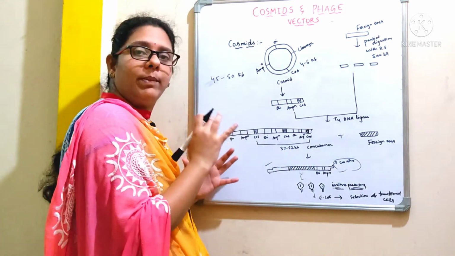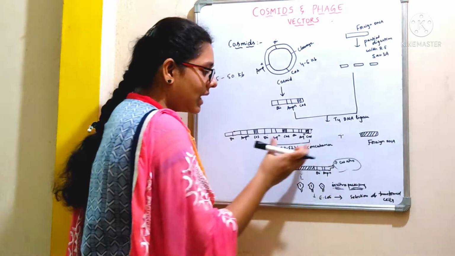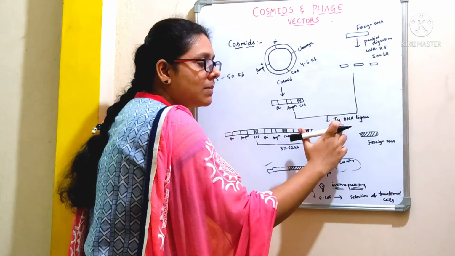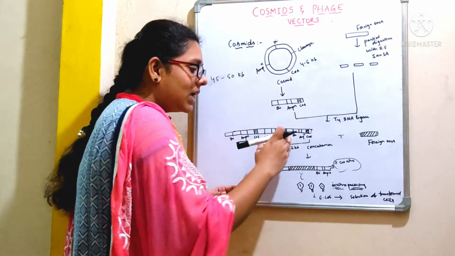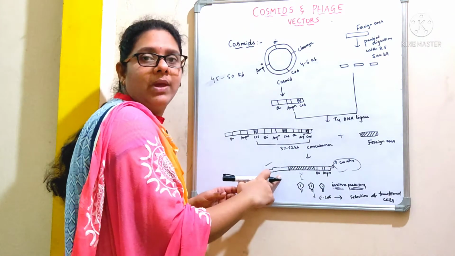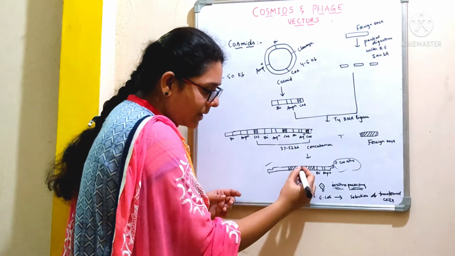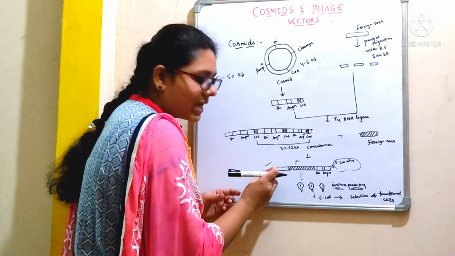So now we need to prepare a recombinant DNA molecule, right? See here, this is the foreign DNA and this is the cosmid vector. With the help of an enzyme called T4 DNA ligase, we are going to insert this foreign DNA in between the cos sites, making a recombinant DNA molecule. See here, this is the foreign DNA that got incorporated in between cos sites.